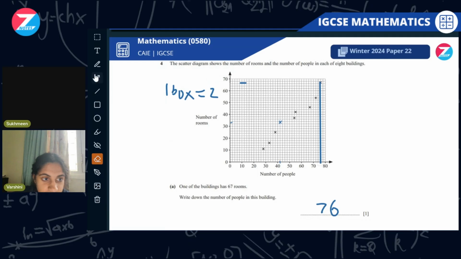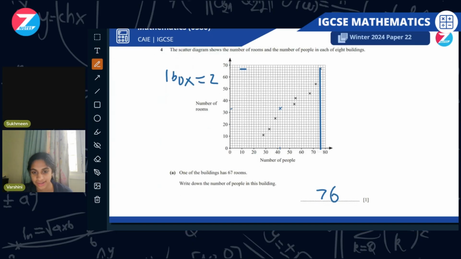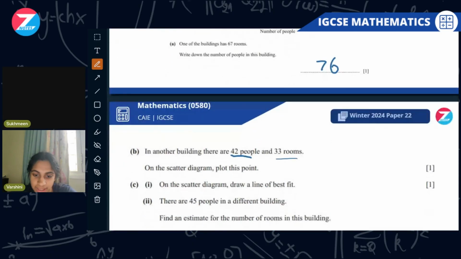Also, you have to use crosses or a dot with a circle. Some people just use dots. Yeah, don't use dots. You're not allowed to, and you definitely won't get marks for that.